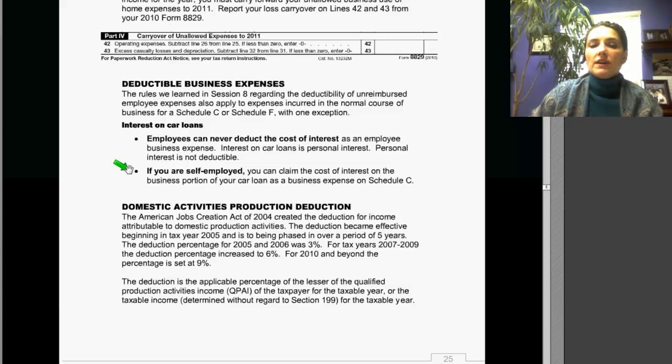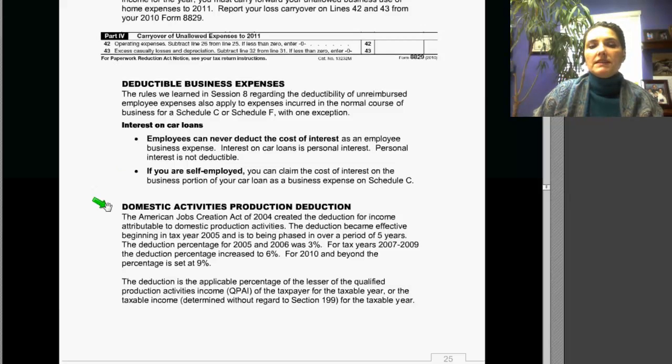But if you are self-employed, you are allowed to claim the cost of interest on the business portion of your car loan as a business expense on Schedule C, and you are also allowed to claim other forms of interest as a business expense on Schedule C. So if you have, for example, a business loan or business credit cards that have paid interest, those amounts can be deducted on Schedule C.